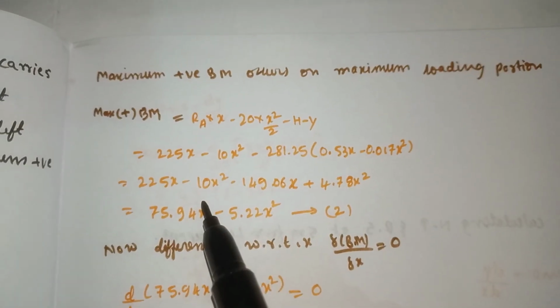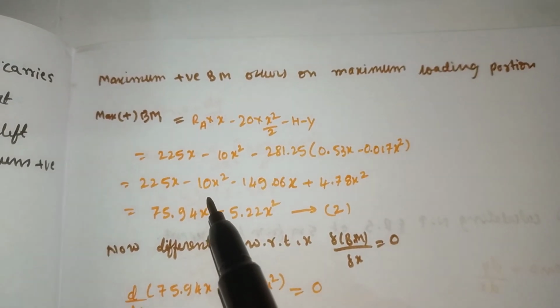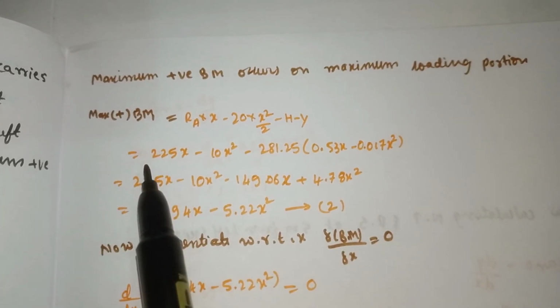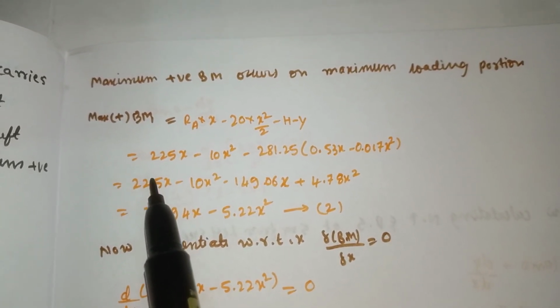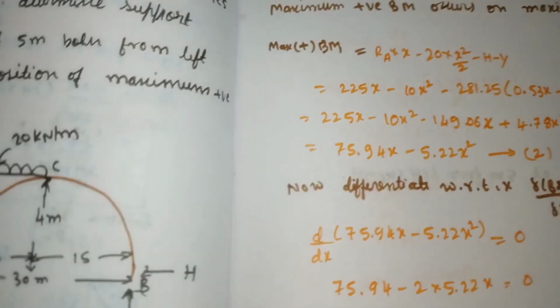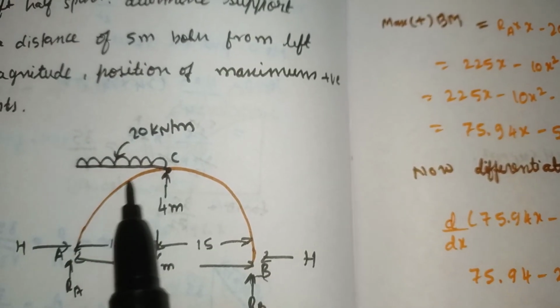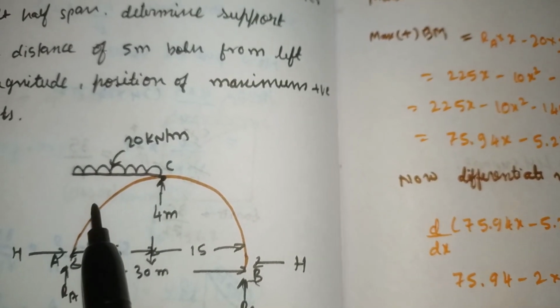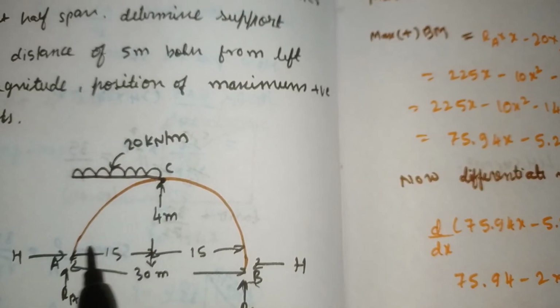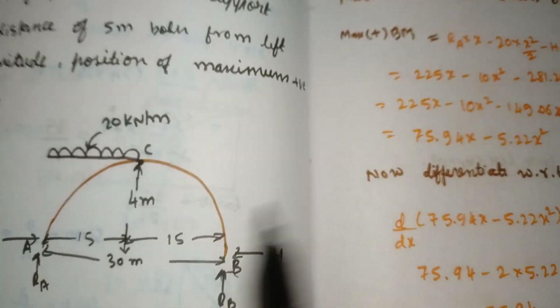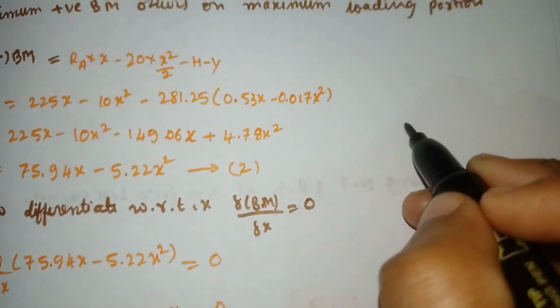So now we have to calculate the maximum positive bending moment. Usually the maximum positive bending moment occurs at the maximum loading portion. So here the maximum loading portion is on the left side. So the maximum positive bending moment occurs at this portion. I will redraw this for better understanding.